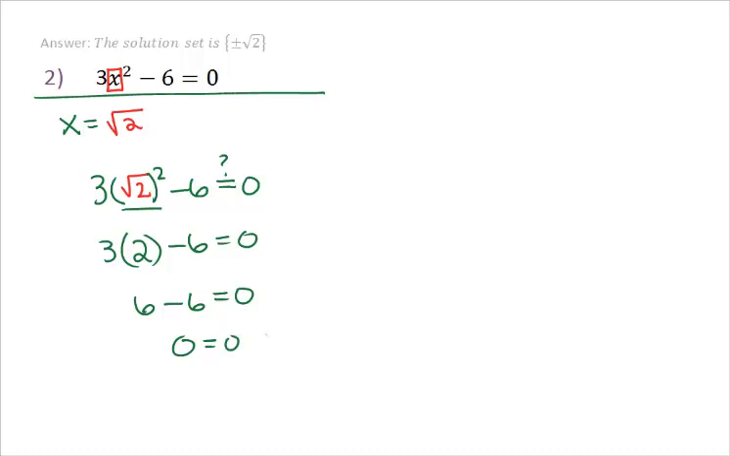So since that works out, that gives us a final answer. Now we must check the other solution of x is equal to negative square root 2. Again, we plug that into any place we see x in the original problem. Gives us 3 times negative root 2 squared minus 6, and we're trying to confirm that that equals 0.